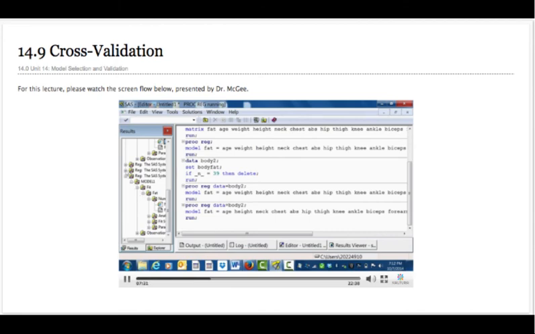I'm having trouble navigating SAS here. I guess maybe I've got too much in it. It's confused.